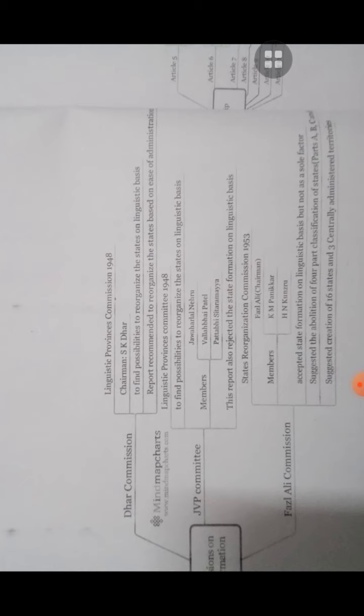Jawaharlal Nehru, Vallabhbhai Patel, Pattabhi Sitaramayya. This report is rejected. Then came the Fazl Ali Commission, with Fazl Ali, K.M. Panikkar and H.N. Kunzru.